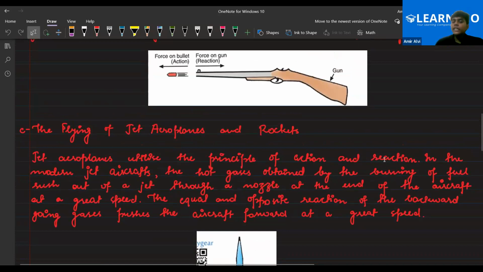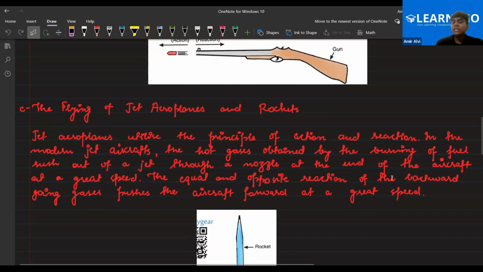In modern jet aircraft, the hot gas obtained by the burning of fuel rushes out of a jet through a nozzle. When the fuel is combusted, it produces hot gas in a chamber, and when it escapes out from the nozzle, the rocket goes in the upward direction, because it gives the same amount of force in the backward direction when the gas escapes through that nozzle. So that's how rockets and aeroplanes work.